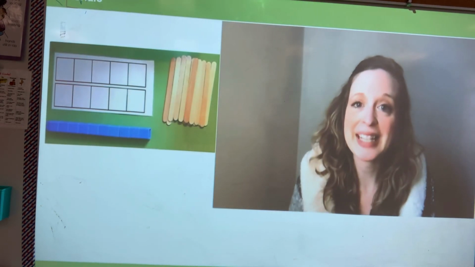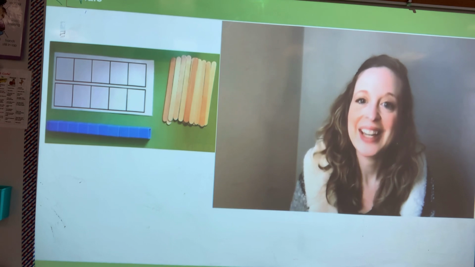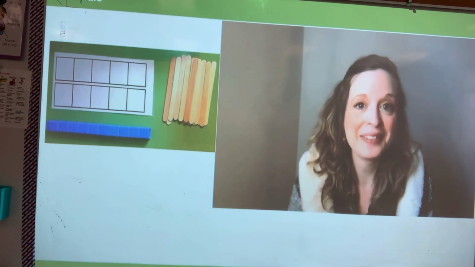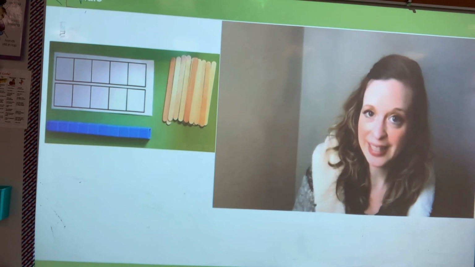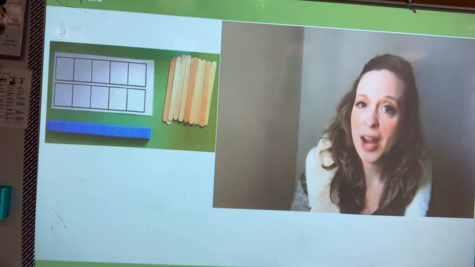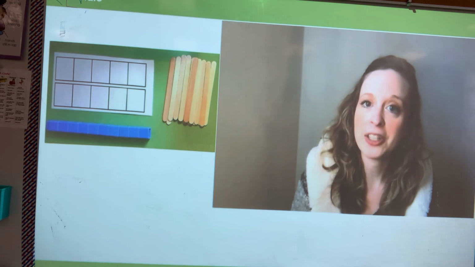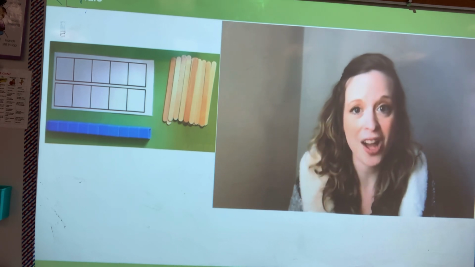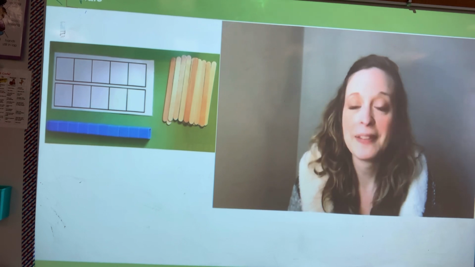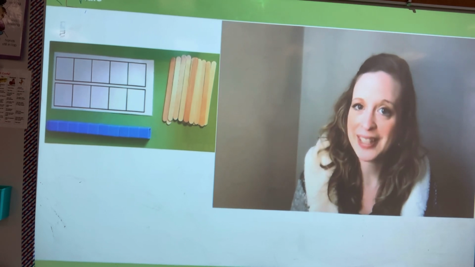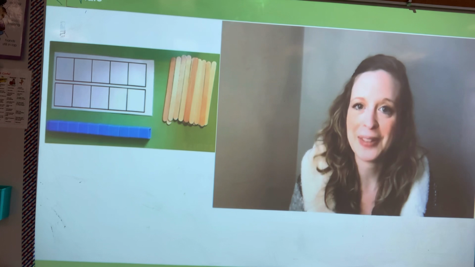For today's lesson, you'll need a few things. You'll need a 10 stick of linking cubes, 20 craft sticks. If you don't have craft sticks, you can use markers, crayons, or straws. You'll also need a 10 frame. Pause the video to find your materials and press play once you found them.